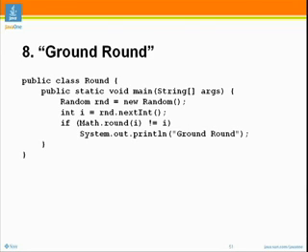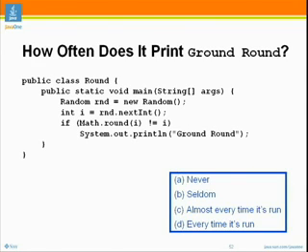The options are never, seldom, almost every time it's run, and every time it's run. So what do you think? Does this program never print ground round? That would be choice A. Are we ready to vote? I think we're ready to vote. I hear some chattering, we'll give them a moment.